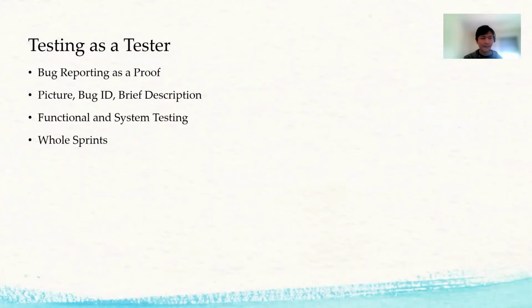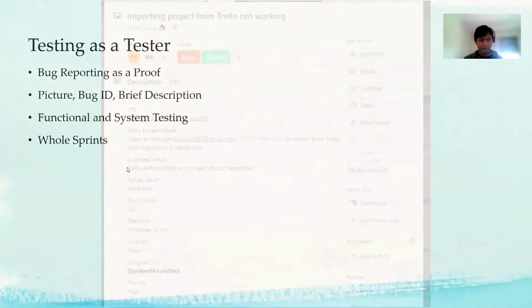The next contribution I have done is testing as a full-time tester. For this, I can show the bug reporting, which I have maintained in Trello as proof. For the bug reporting, I have included the picture, described the bug ID and brief descriptions, and have done the functional and system testing of our app. This has been carried out throughout the whole sprints.